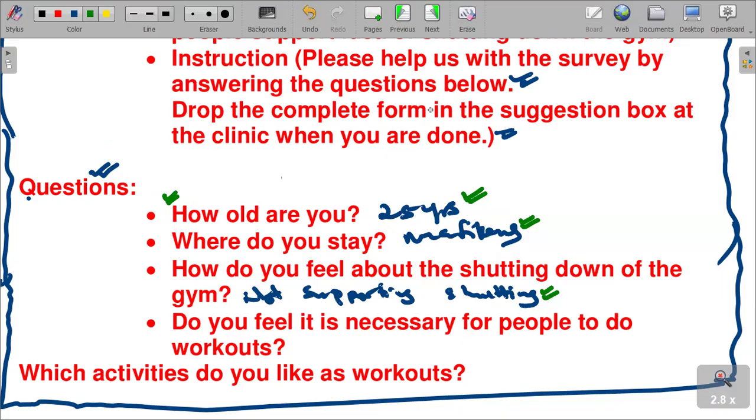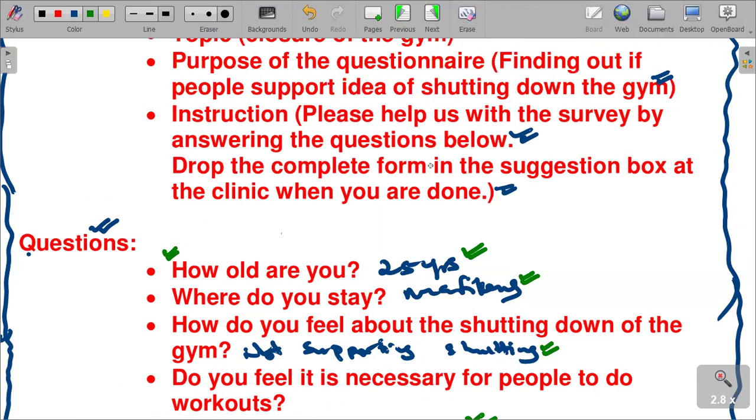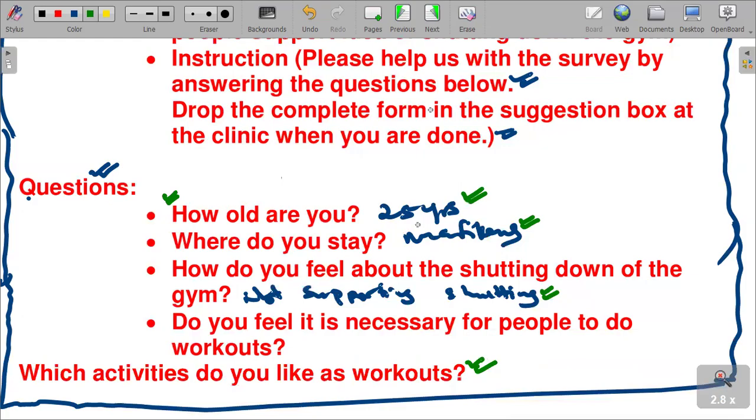Do you feel it is necessary for people to do workouts? Yes or no, you give options. Which activities do you like as workouts? You also give people a way to indicate them. Remember, we are trying to find the feasibility of continuously operating the gym or not.